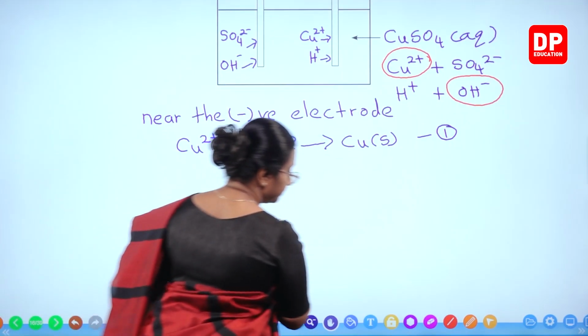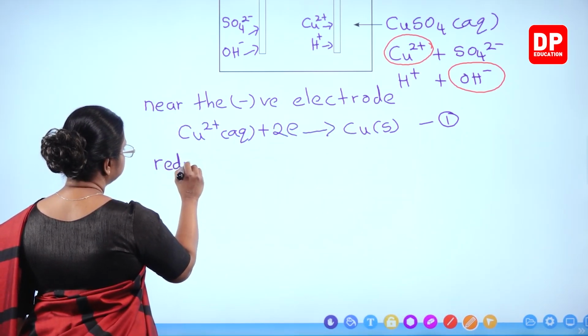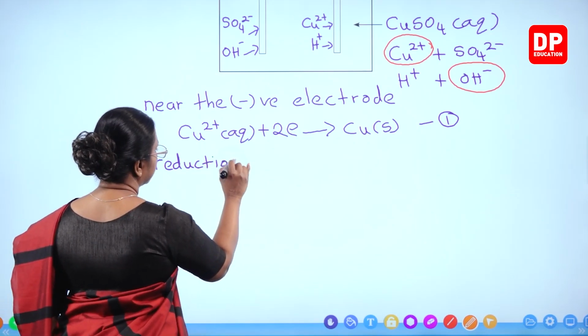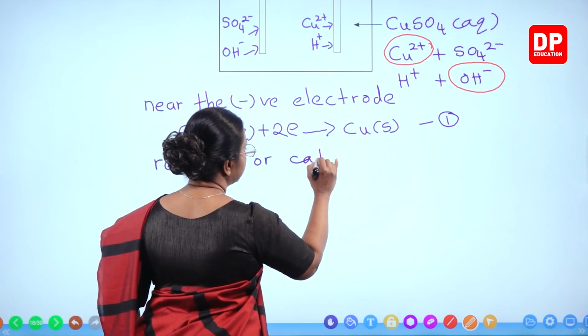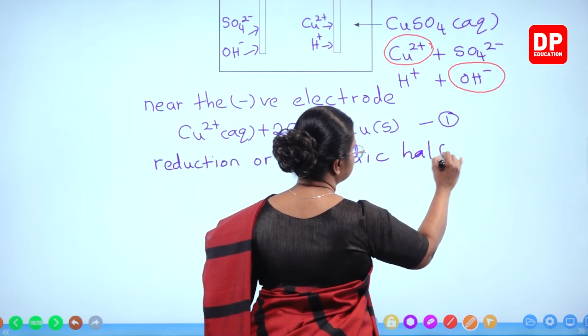So this is a reduction or cathodic half reaction.